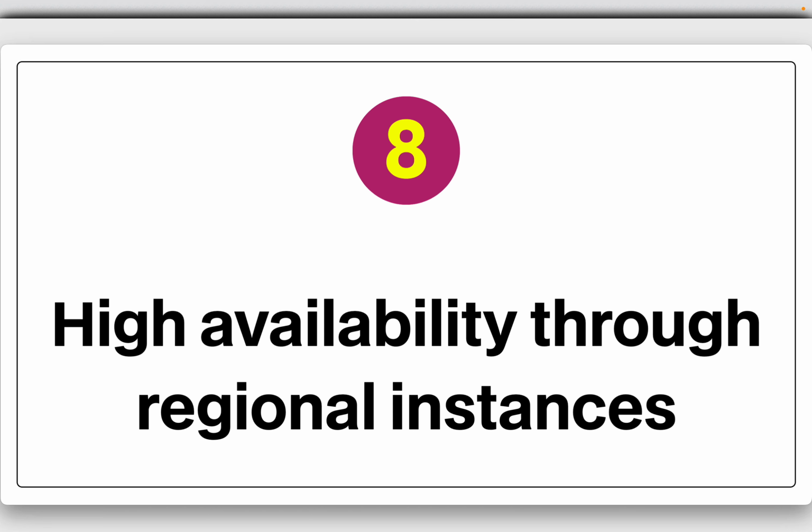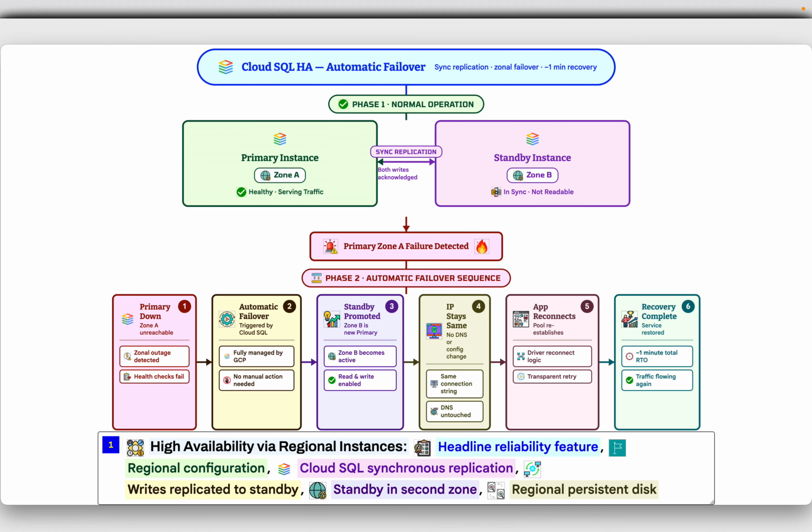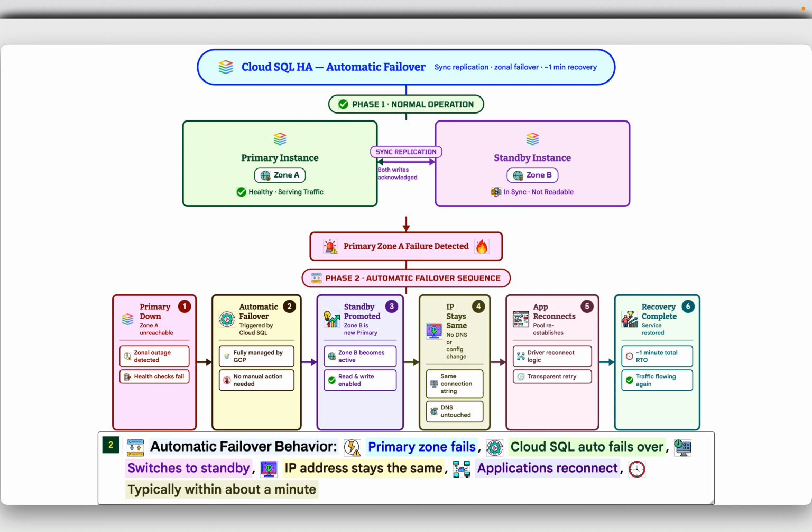Eighth topic is high availability through regional instances. High availability through regional instances is the headline reliability feature. When you select the regional configuration, Cloud SQL synchronously replicates writes to a standby in a second zone using regional persistent disk. If the primary zone fails, Cloud SQL automatically fails over to the standby. The IP address stays the same and applications reconnect, typically within about a minute.